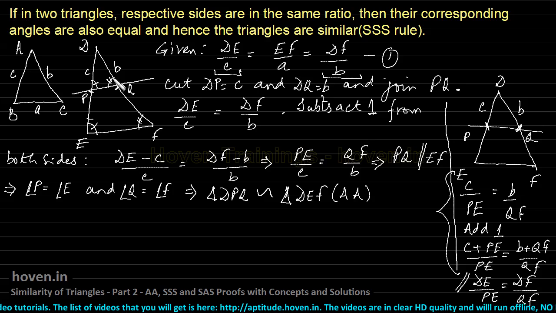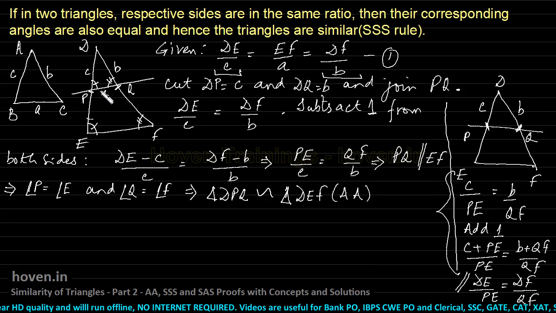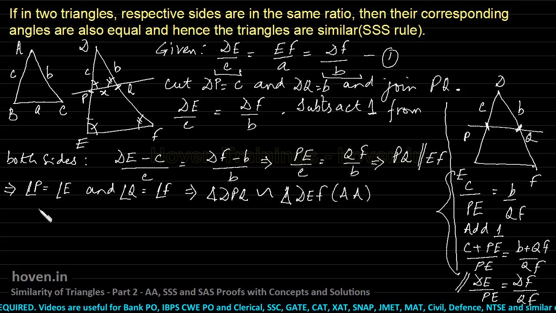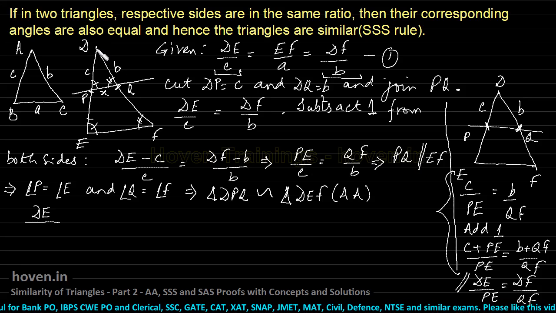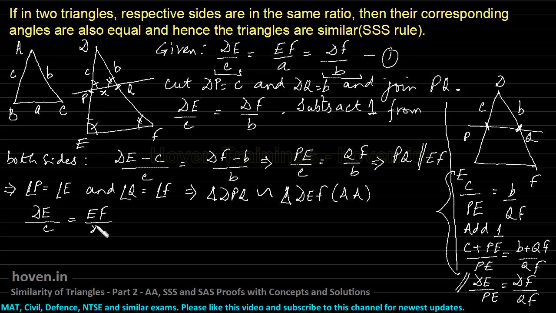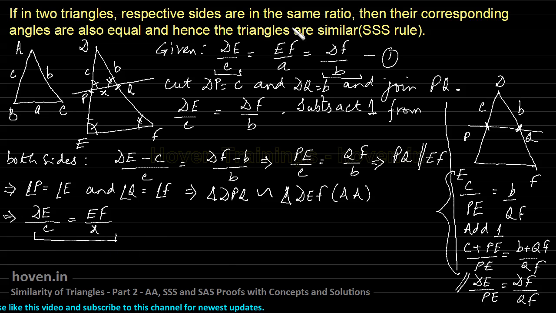We have proved this angle equal to this, this angle equal to this. Therefore, this smaller triangle is similar to the larger triangle. We needed to just prove two angles from the AA rule, which we have proved just now. So if I, for the time being, mark the length of PQ as X, then what we can conclude is that the ratio of DE to the corresponding side of the smaller triangle should be exactly equal to the ratio of EF to this small x. This is one thing that we can immediately conclude. So if we compare now this set with this one, DE by CE is equal to EF by A. Here it is EF by X, which implies X should be equal to A.